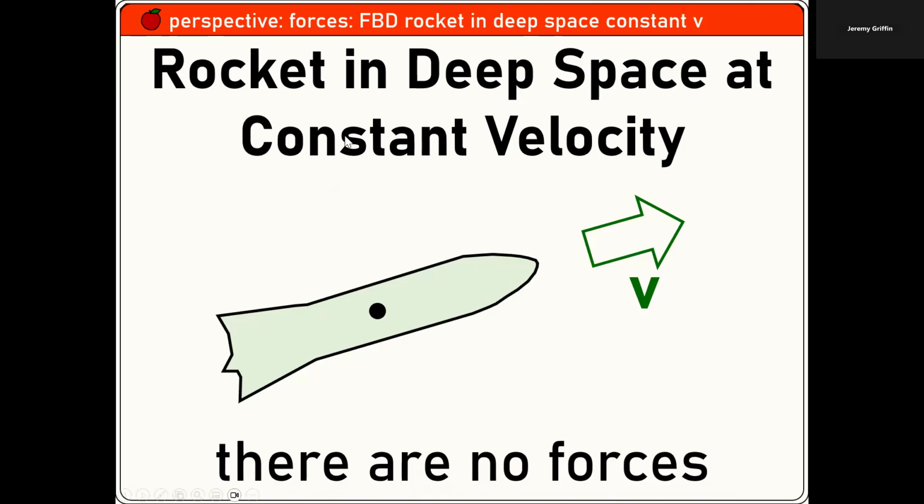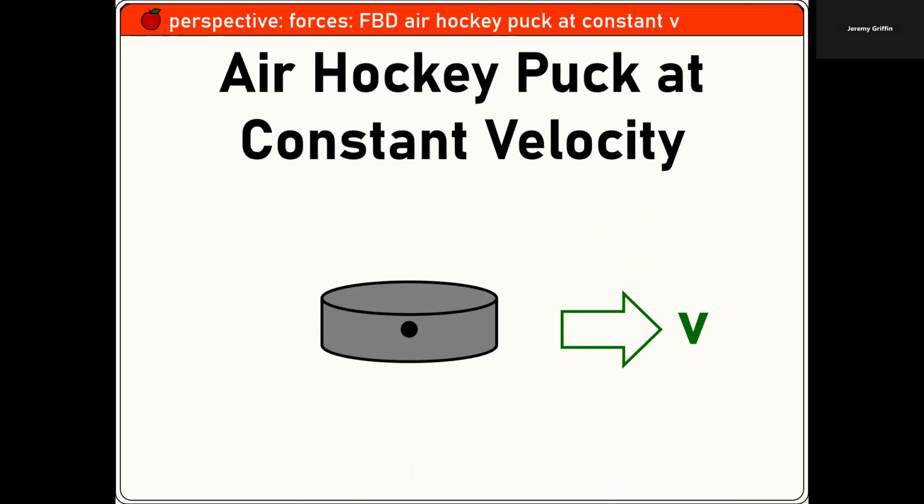So key here is constant velocity, guys. Constant velocity, you know the net force is 0, and if you're in deep space and there's no gravity forces and there's no air drag or anything like that, there's just no forces at all. It's just going. You don't need any forces. Draw nothing. All right, air hockey puck.